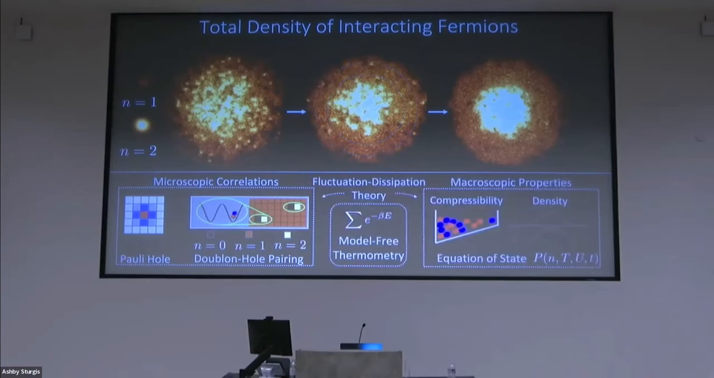We can also look at macroscopic properties like the density, compressibility, and obtain the equation of state. And together with the microscopic correlations, compressibility and density fluctuations, we get temperature in a model-free way.